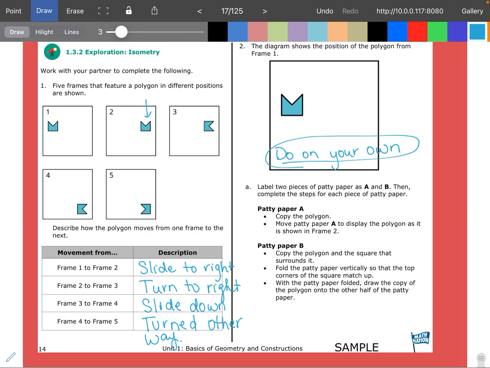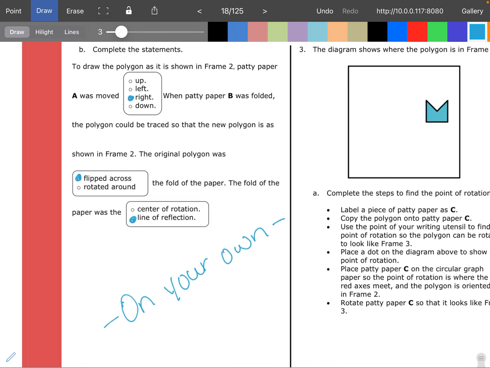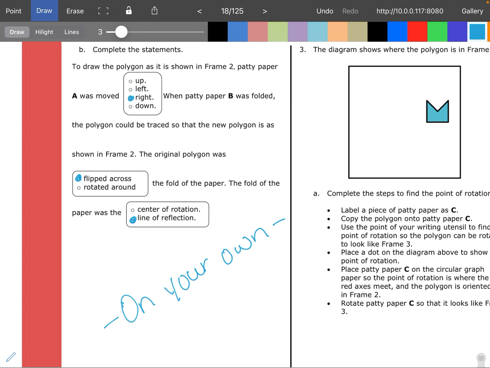I believe it's 3 sheets that you'll need. When you get done with that, and give yourself some time and practice, you should be able to answer these questions right here. I went ahead and gave you the answers, so when you're playing around with the patty paper and you get to here, you'll know if you've been doing it right.